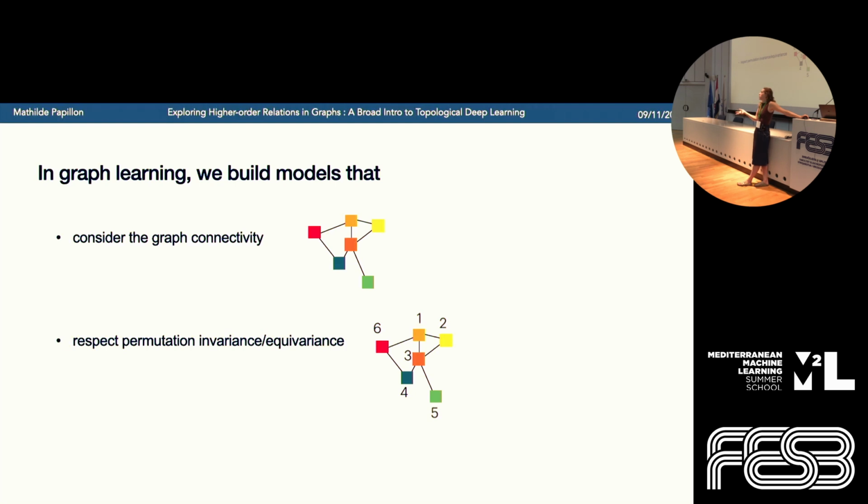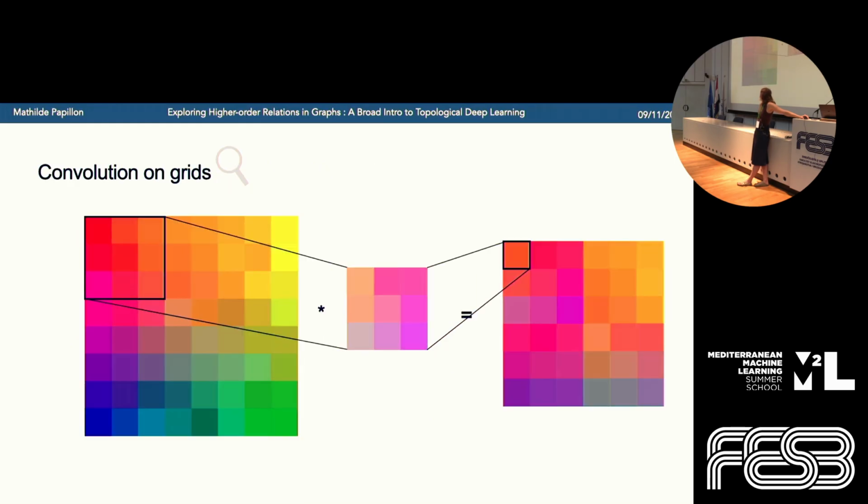We say that a model is permutationally invariant when the output doesn't change at all after permutation. And we say that it's equivariant when the output is equally permuted. So that's actually a really important property of graph neural networks. It's why we say that they respect the symmetry of the graph. Okay, so now that we have our two ingredients, let's figure out how to build a GNN.